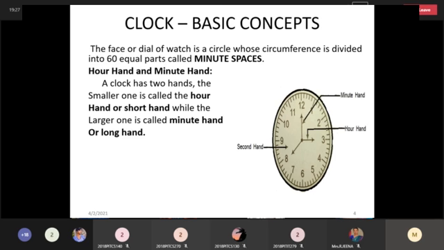The face or dial of a watch is a circle, so everyone knows this one, whose circumference is divided into 60 equal parts, that is called minute spaces. So hour hand and minute hand we can see. So a clock has two hands, the smaller one that is called the hour hand or short hand, and the second one, the larger one, is called the minute hand or long hand.